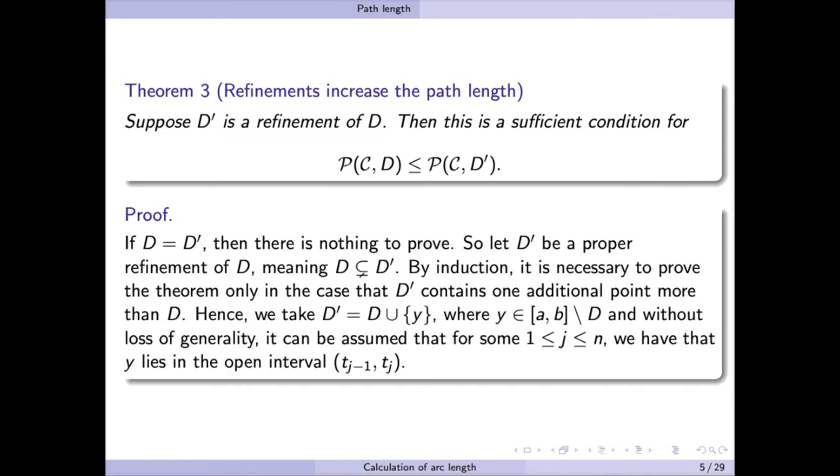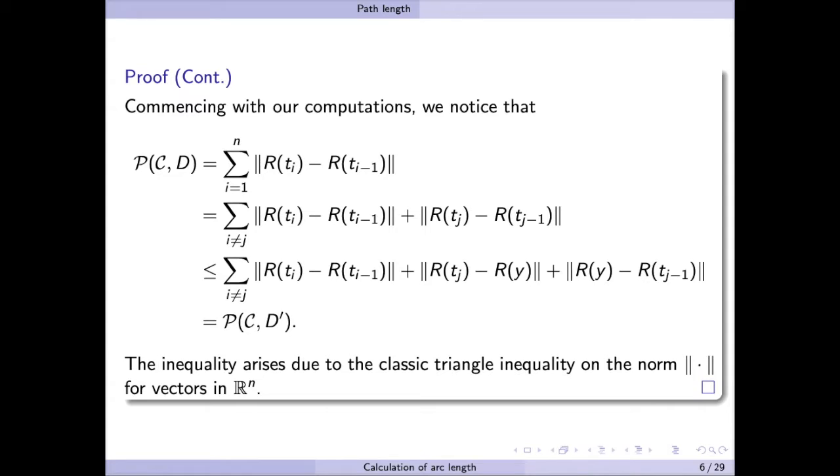Also, without loss of generality, we can assume that for some index j between 1 and n, we have that y lies in the open interval t sub j minus 1 to t sub j. The interval is open because obviously y is not equal to any of the t sub i. So now we start our computations. We notice that the path length of C with respect to D equals the sum as i goes from 1 to n of the norm of r of t sub i minus r of t sub i minus 1.